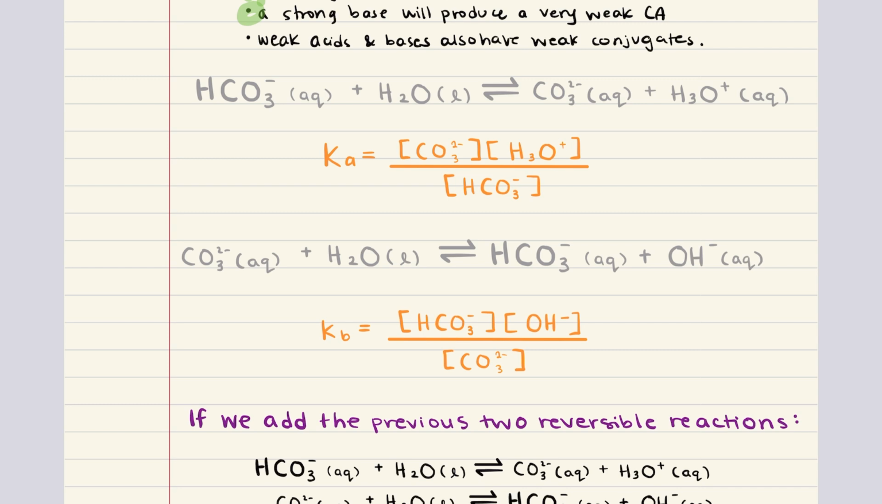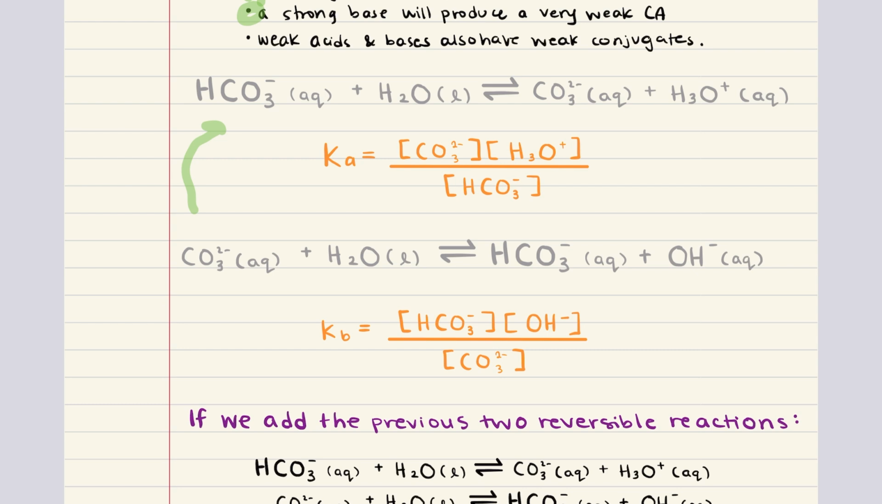So here what we see are two reactions that deal with bicarbonate and carbonate. These are two reactions related to the acid-base behavior of bicarbonate and carbonate. In this first reaction, we see the acidic behavior of bicarbonate. Bicarbonate acts as an acid, donating a proton to water, forming hydronium ions and producing carbonate as the conjugate base.